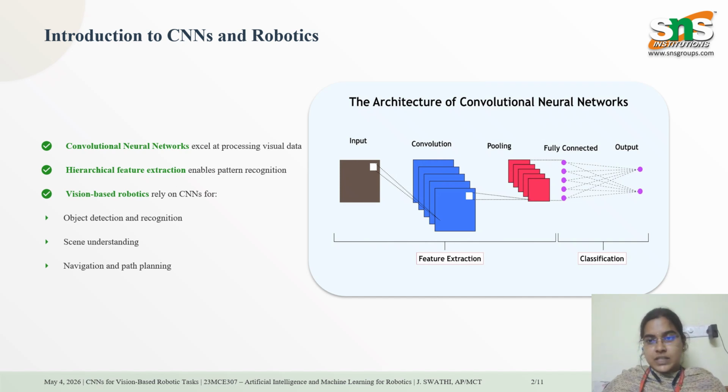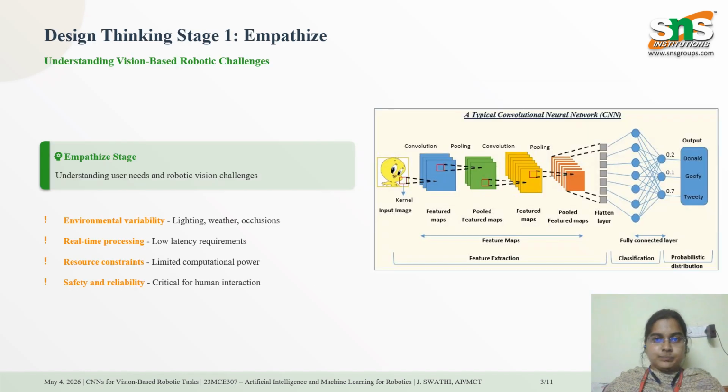So the architecture of CNN is given here. You can see we get the input, we go for feature extraction, and depending upon the pooling and algorithm, we classify it. So this is the basic structure.